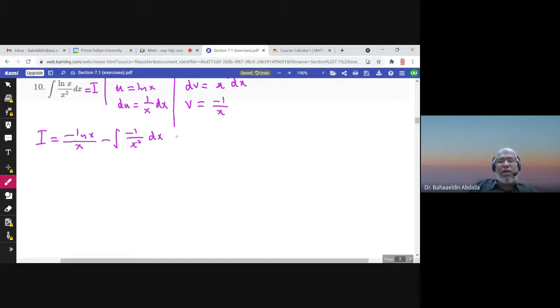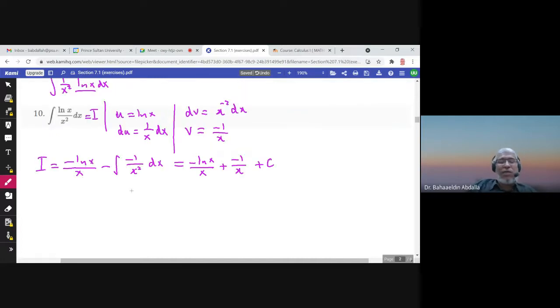And then I can write it negative ln x over x plus integral of x to the power negative 2, which is again negative 1 over x plus c. You can write the negative here, okay? This would be the final answer, and in simplest form.